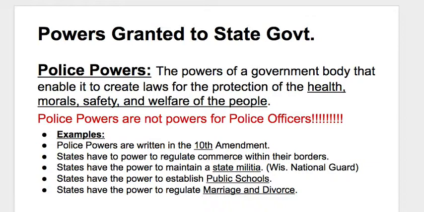States have the power to maintain state militia, so that's like our Wisconsin National Guard. And as I mentioned before, they regulate public schools, and they have the power to regulate marriage and divorce. That's why some states have same-sex marriage, some states don't, because that's a power that the state has.